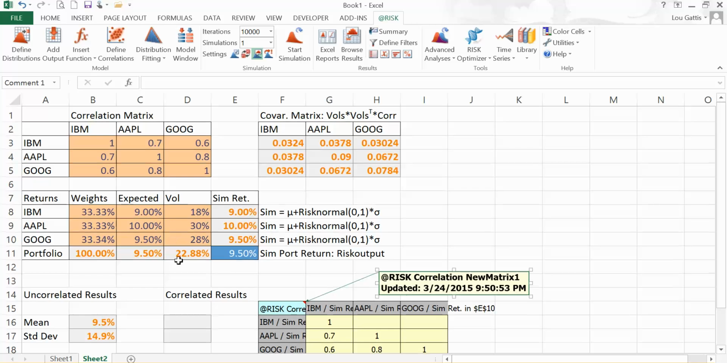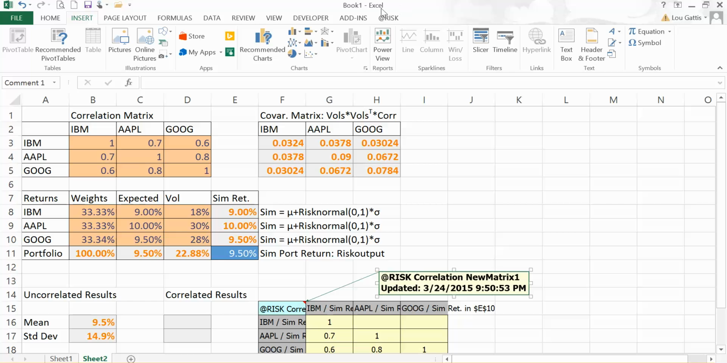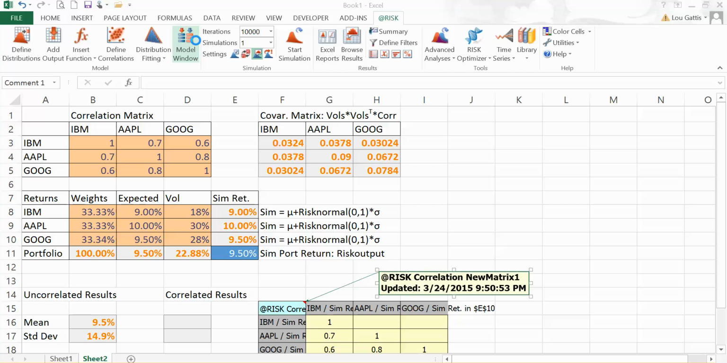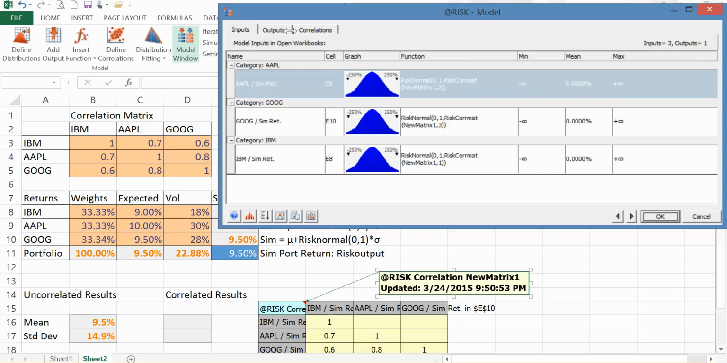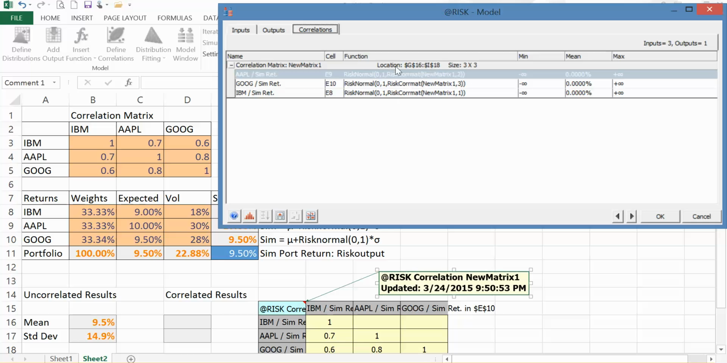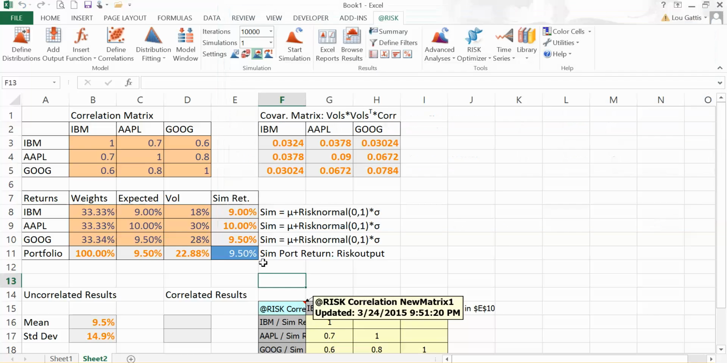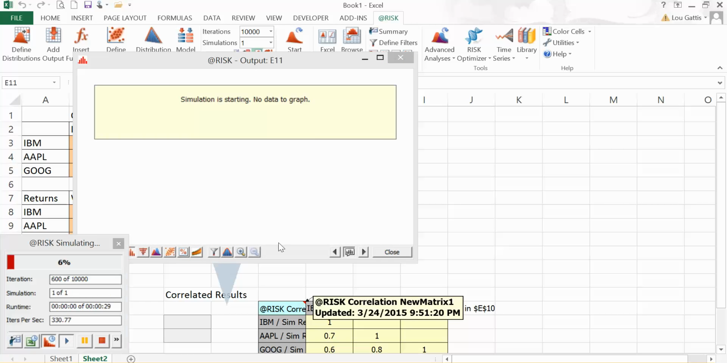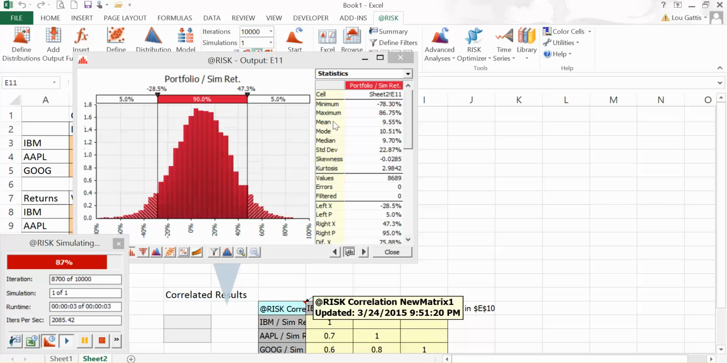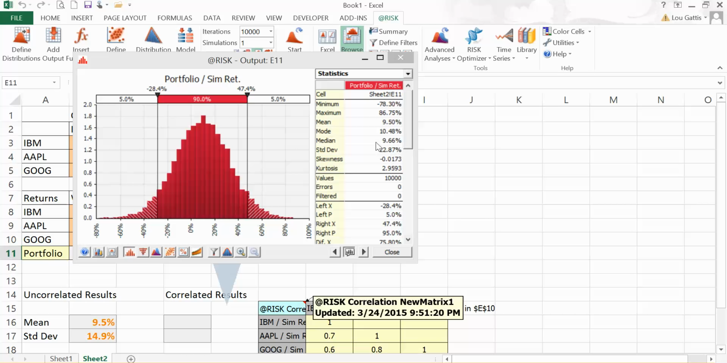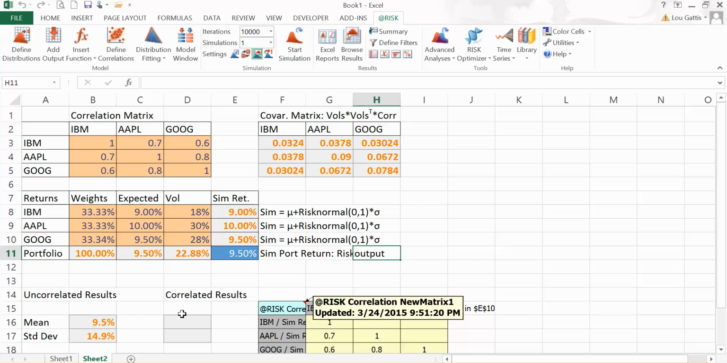Now, when I run @Risk, well, first of all, we go back to a model window. And what you'll see is what you just created. We added several correlation terms. Now, when I run my simulation, click back here, what you're going to see is you're going to get a 9.5% mean and a 22.9 standard deviation. And there it is. So my correlated results are 9.5 and 22.9.